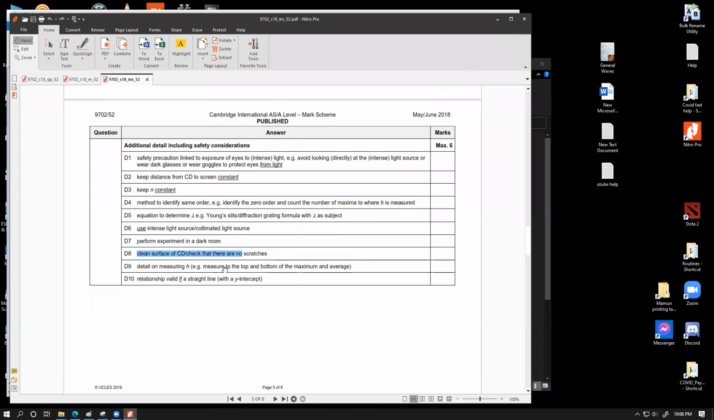Detail on measuring H: for example, measure to the top and the bottom of the maximum and average. This is a good thing which I did not say; it wasn't in my mind. For the bright fringe that we are working with, other than trying to locate the exact center, they propose that we measure all the way up to the very top and all the way to the very bottom of that fringe and take the average. Makes sense. And then finally, the conclusion is valid if it's a straight line with a y-intercept.